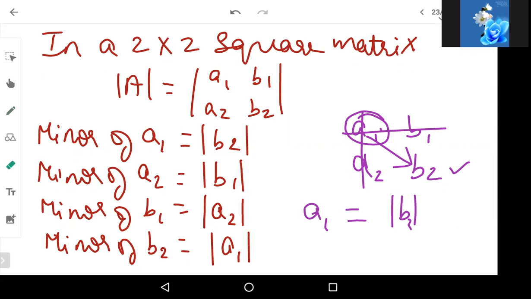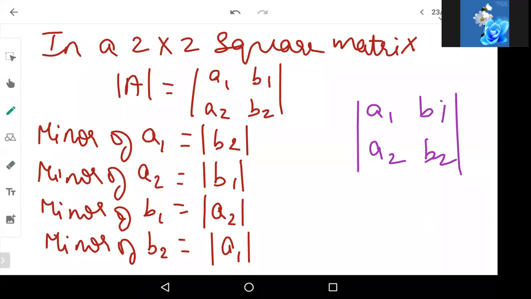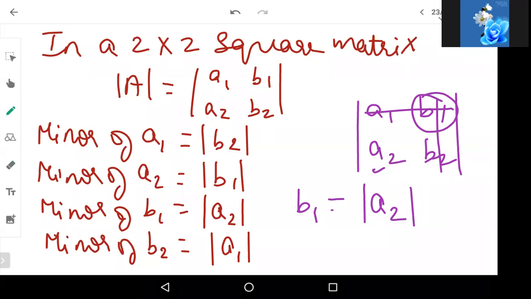Now let us find the minor for B1. Now, if you see B1 in the same determinant, A1, B1, A2, B2. If you want to find the minor for B1, you will delete the second column and the first row. So, what is remaining? A2 is remaining. So, for B1, the minor is A2. So, if you see here, are you getting the format? In 2 into 2 matrix, the diagonal element in the matrix will become the minor.